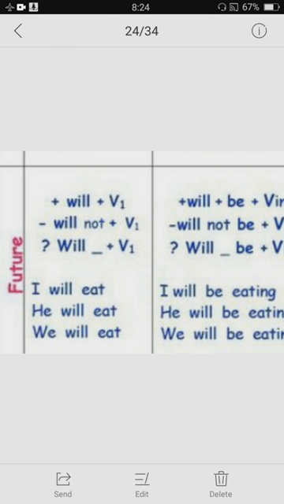So here remember again, with will the verb comes in first form, that is simple present, and if you make it negative it will simply be will not. I will not eat, he will not eat.